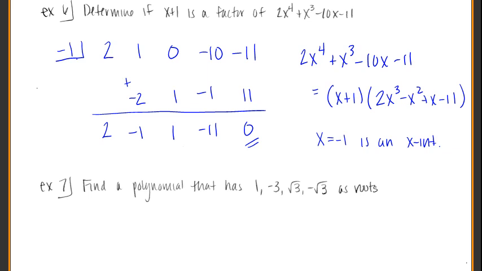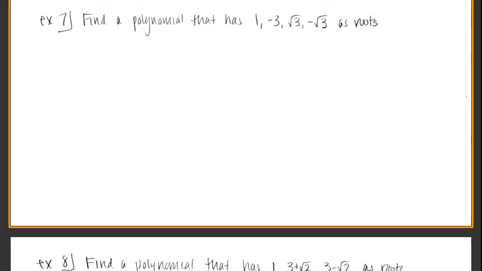So for this next example, we're kind of going about it the other way. We want to find the polynomial that has these four numbers as roots. In other words, if I was going to graph the polynomial, it would cross the x-axis at 1, -3, the square root of 3, and the negative square root of 3. Because there are four of these, it looks like our polynomial is going to have a degree of 4. And from there, we're going to get started.